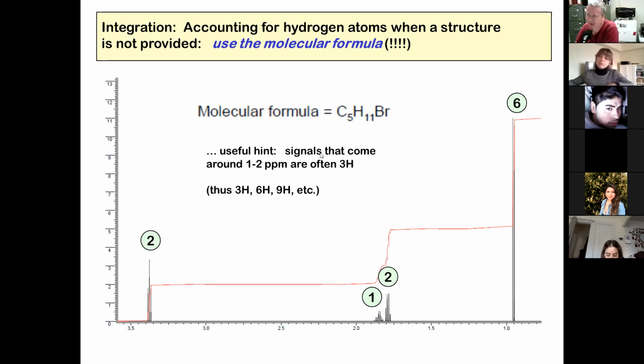Useful hint: signals that come around 1 or 2 are often multiples of 3. So it could be 3, 6, 9, right? How do you know if it's 3, 6, or 9? It kind of depends on everything else you got, right? That's how we figure out it's 6.